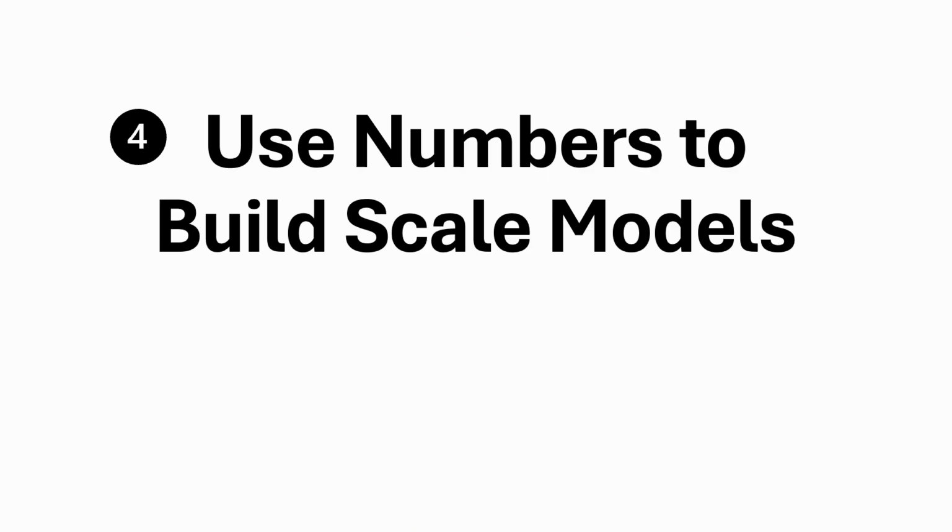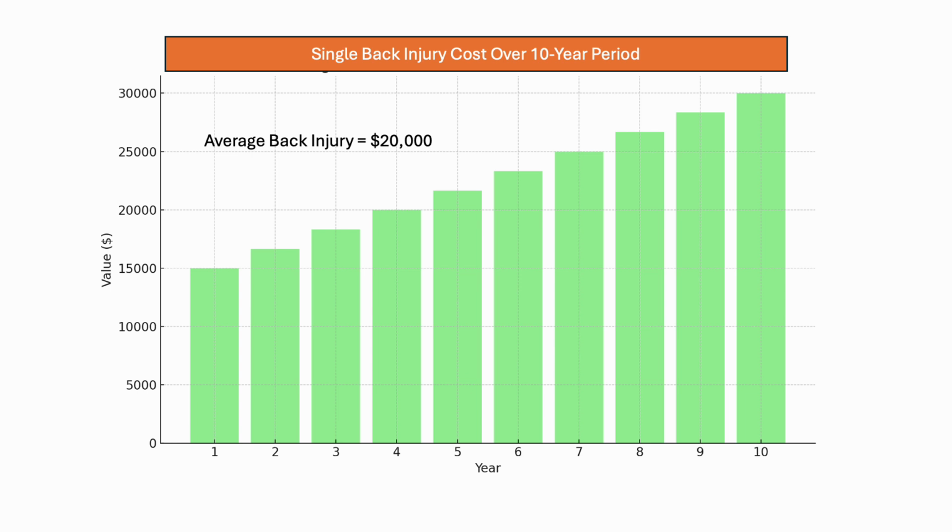Four, use numbers to build scale models. This one's pretty interesting and takes a bit of time. So here's a bar chart displaying the 10 increasing values between 15,000 and 30,000 over a 10-year period, right? So just a random single back injury cost over a 10-year period. I made up these numbers, but just a very simple chart.